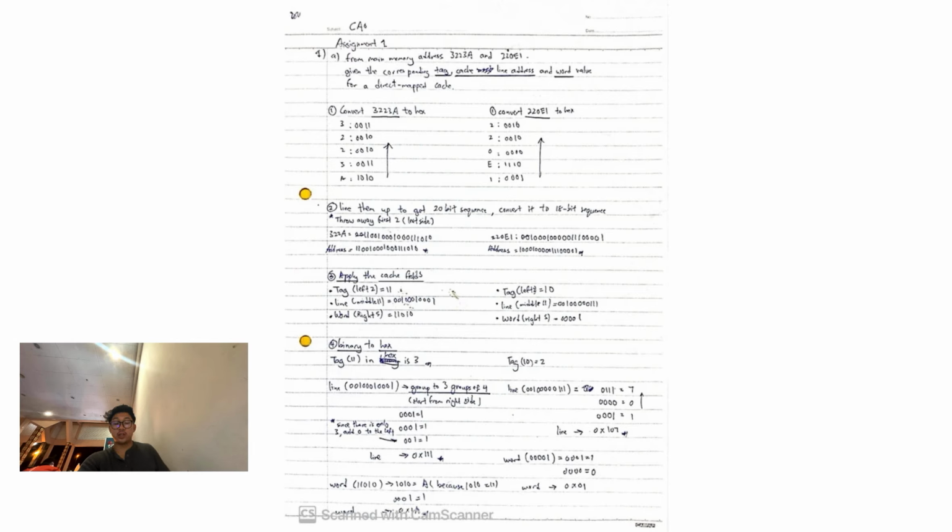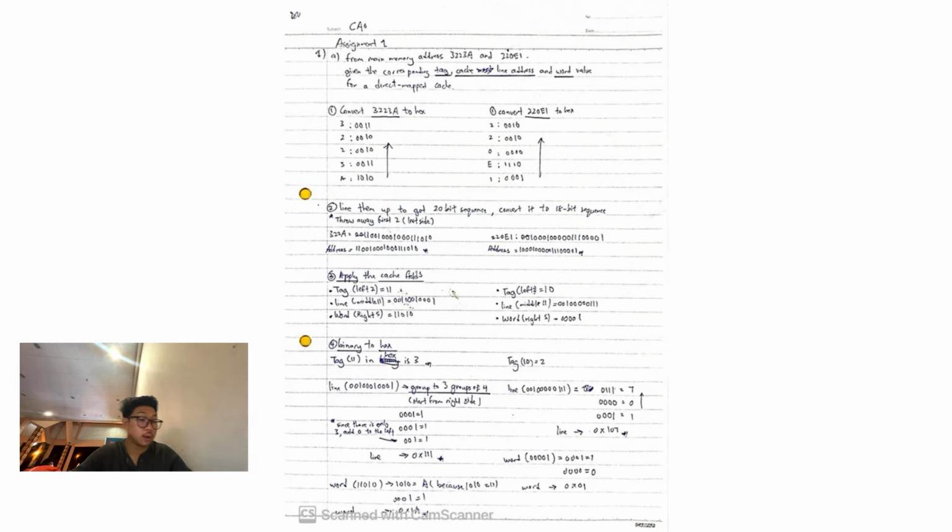So for the first question, consider a computer with the following characteristics. Total of 256 kilobytes of main memory, a block size of 32 bytes, and a cache size of 64 kilobytes.